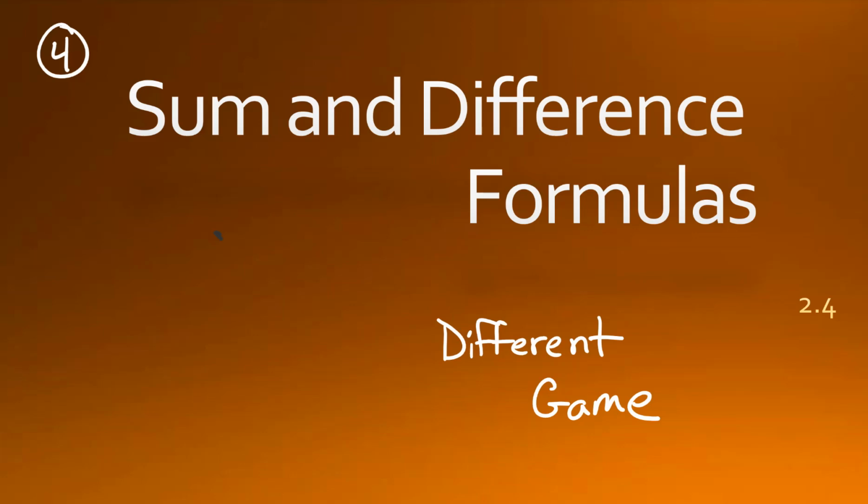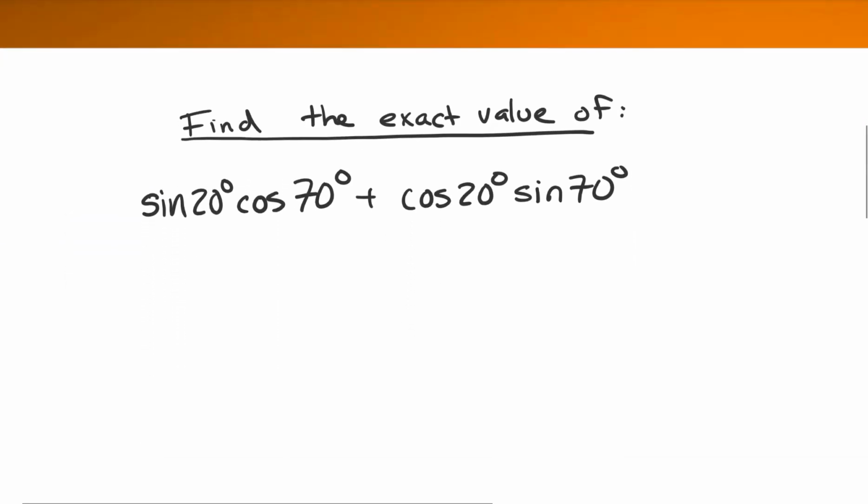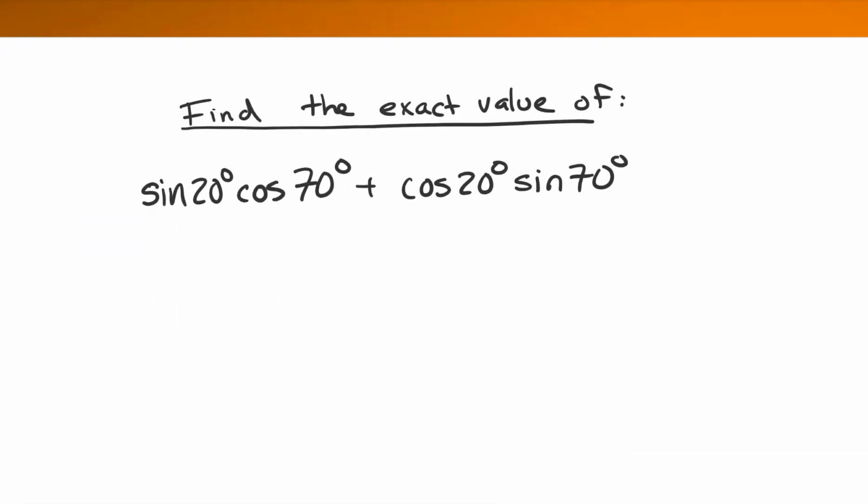We're going to look at this a little backwards, a little different way. Here we want to find the exact value of sine of 20 degrees times cosine of 70 degrees plus cosine of 20 degrees times sine of 70 degrees. You're just going backwards.